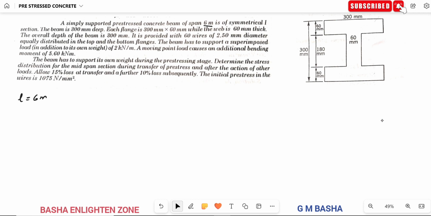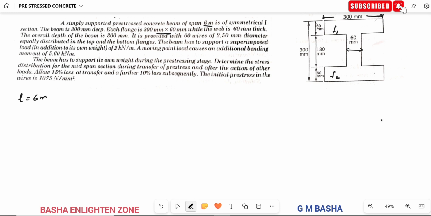So which is the given data. The flange will be around 300 by 60 mm. Both flanges will be equal, flange 2 and flange 1. So that is the reason it comes under symmetrical I section. And again web thickness will be given 60 mm. So the web height will be given 180 mm. The overall depth of the beam will be 300 mm, and the width of the beam, means each flange, will consist of 300 mm.